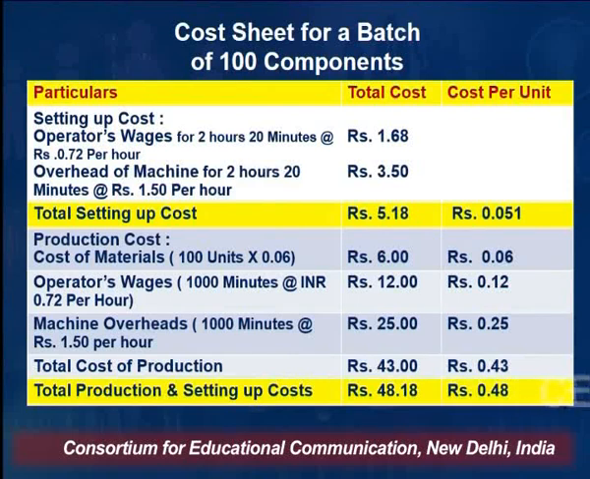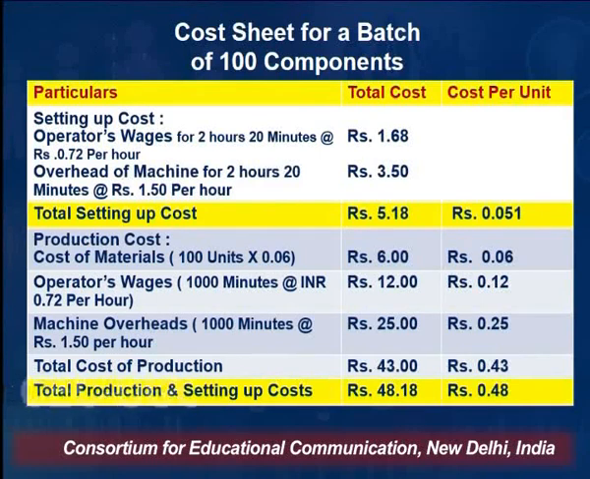Now coming to the production cost of material, 100 units we are manufacturing, per unit cost is given, 100 into 0.06, it gives me a value of 6 rupees. And if you ask me what my cost per unit is, of course it is going to be divided by 100 components, because your total units manufactured is 100 components. Operators wages, now we have to understand that it is 1000 minutes, because for 1 unit you are having 10 minutes, so for 100 units your total minutes is 1000 minutes.